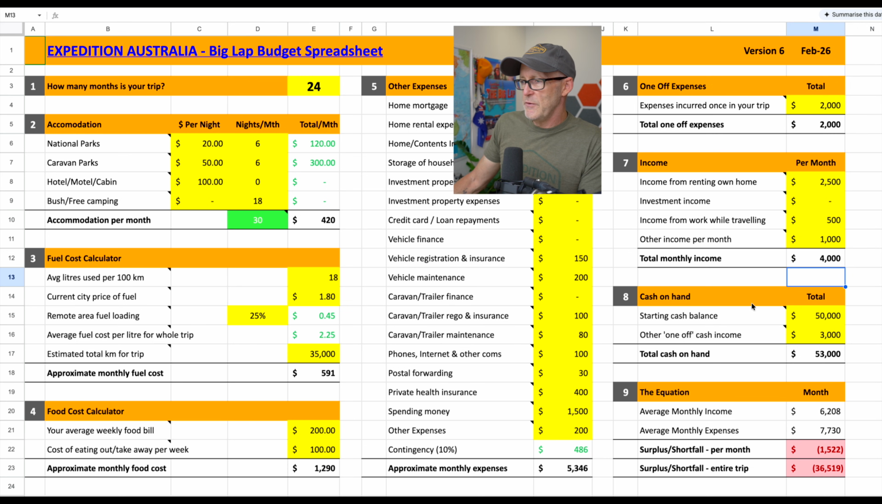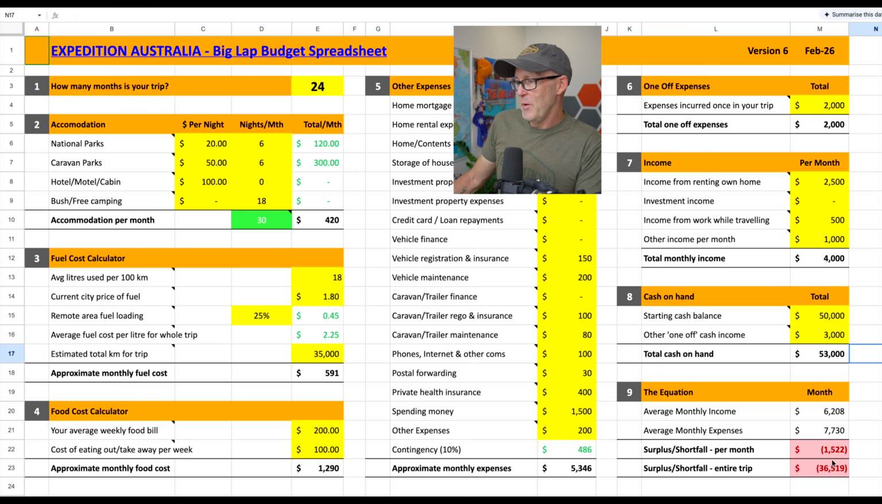And this is where we talk about how much you're going to want to have at the start to get started. So starting cash balance, I've put in $50,000 to start with. Any other one-off cash income that you're expecting during the year, you put that in there. That could be an inheritance, or somebody owes you money they're going to pay back, or you're planning to sell something or whatever. So that essentially says, well, we've got $53,000 coming in from cash we've already got and cash we're expecting to get. We're expecting to earn $4,000 a month along the way from renting our house and investments and working along the way.